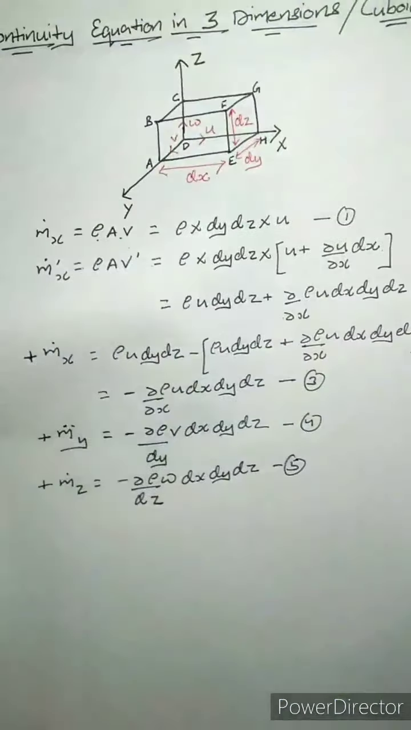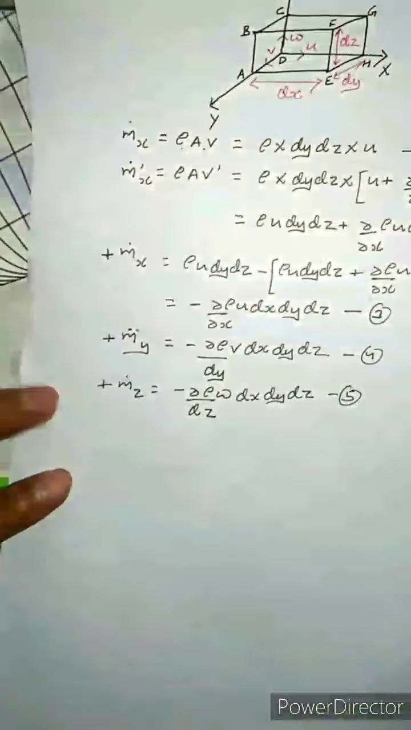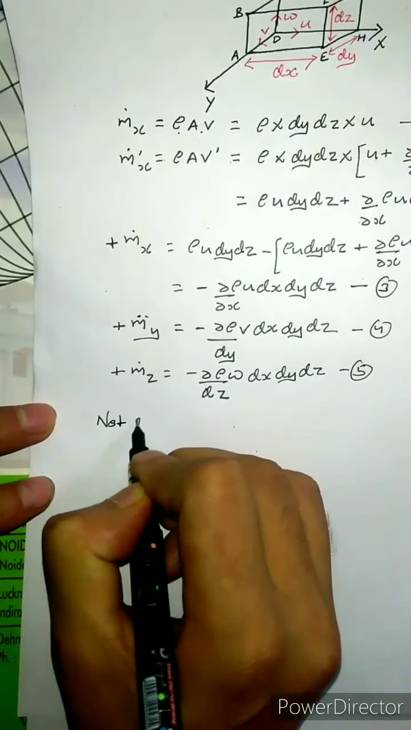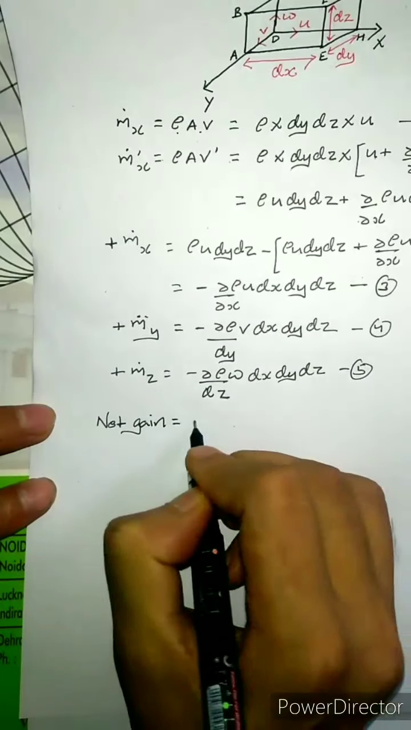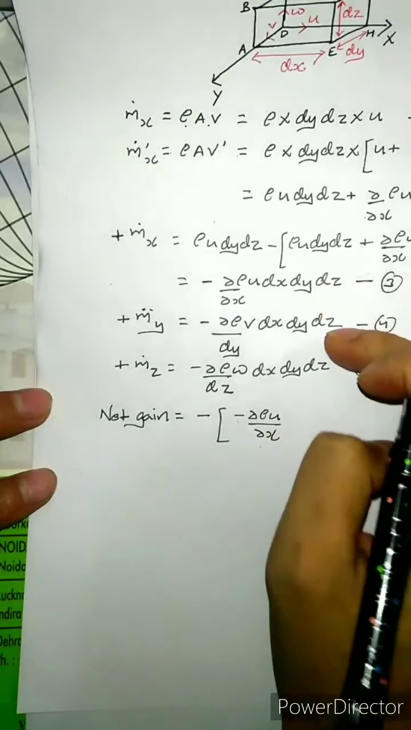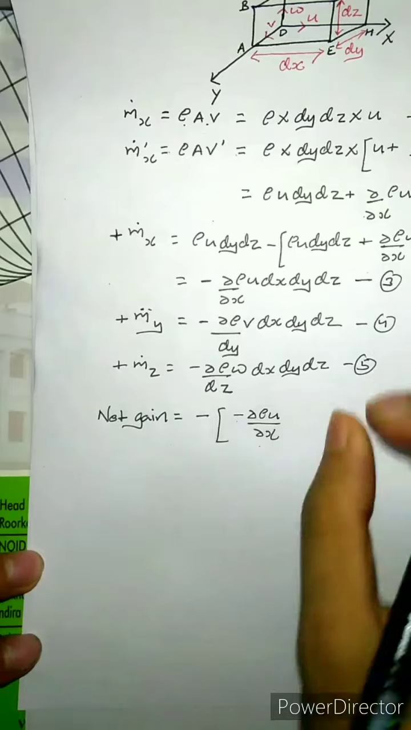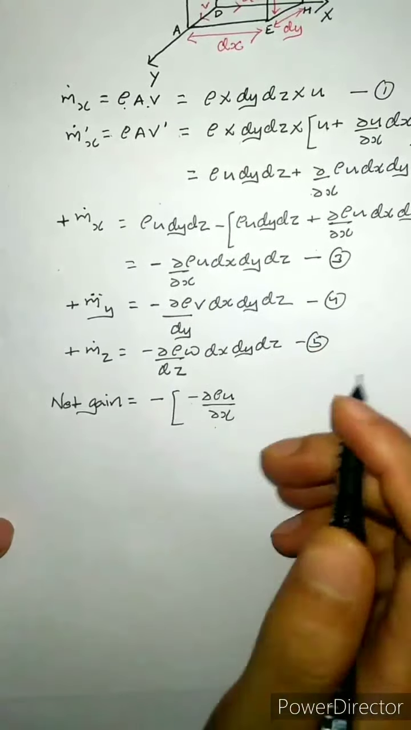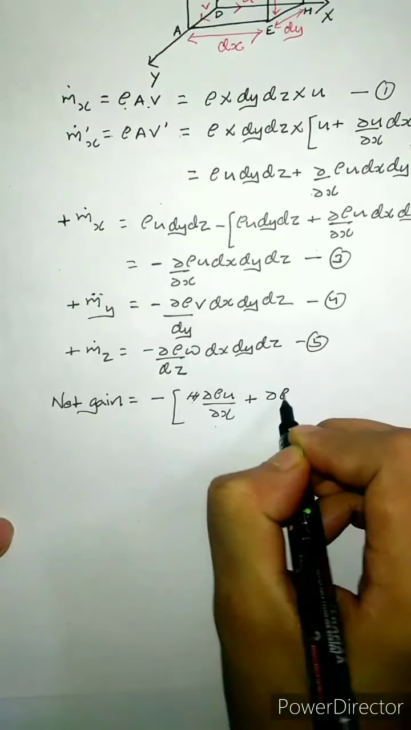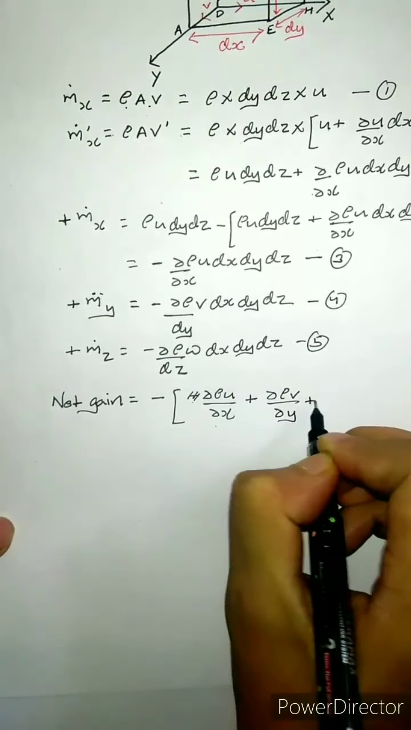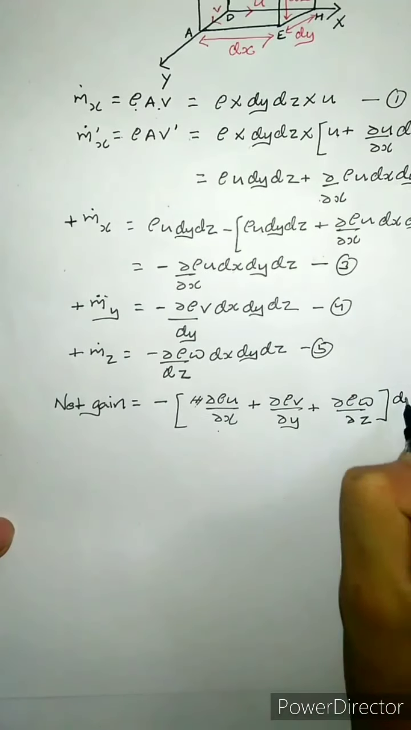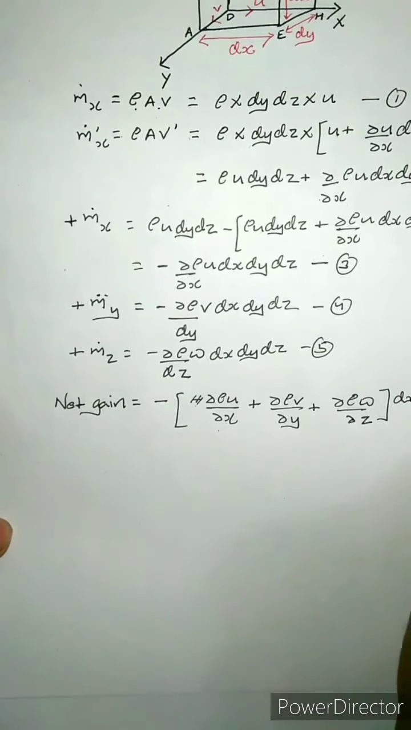Then the net gain in the mass of the cuboidal element equals 3 plus 4 plus 5, that is, the net gain equals minus the sum of the three terms. Since dx dy dz is common in all three equations, we can take it out of the bracket. This is the sixth equation.